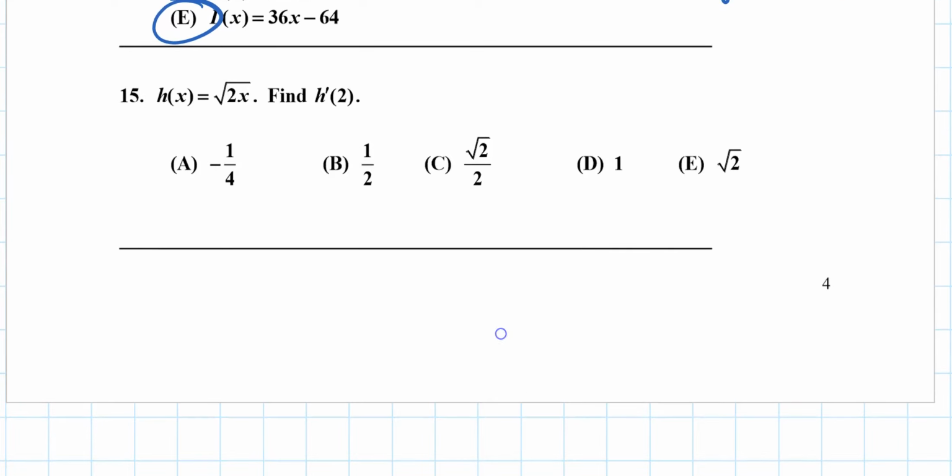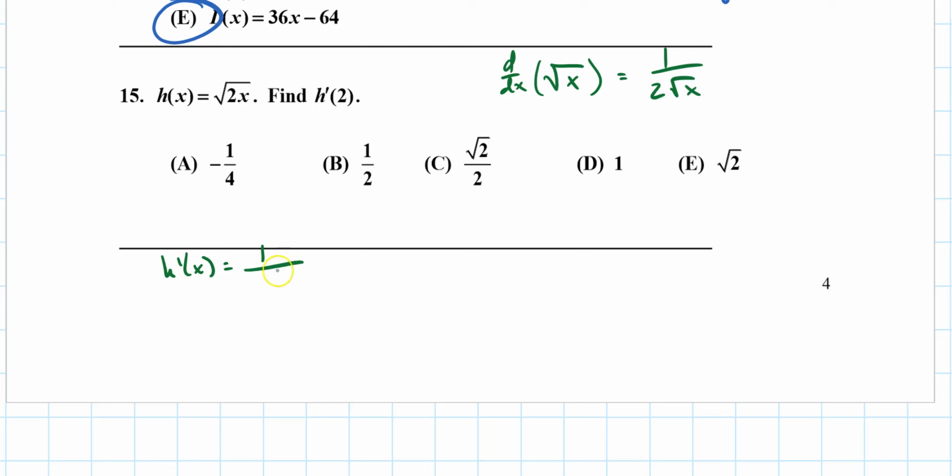And finally, the last problem on day 1. H of x is equal to radical 2x. Find h prime of 2. So h prime of x, we know by now that if I have the square root of x, I'm taking the derivative of that function, it's equal to 1 over 2 square root of x. We're just going to have to apply the chain rule.